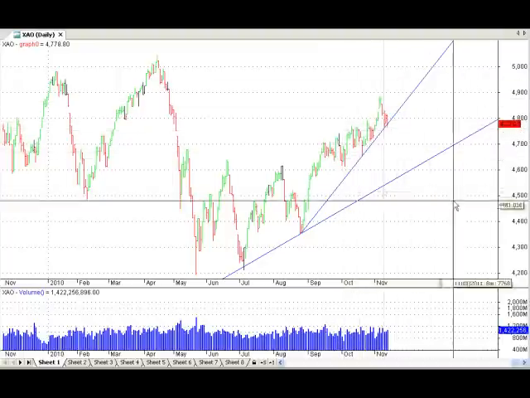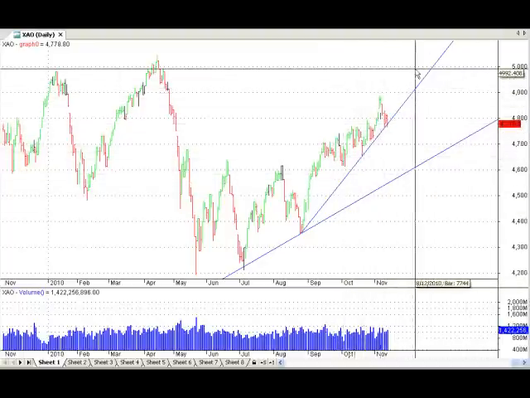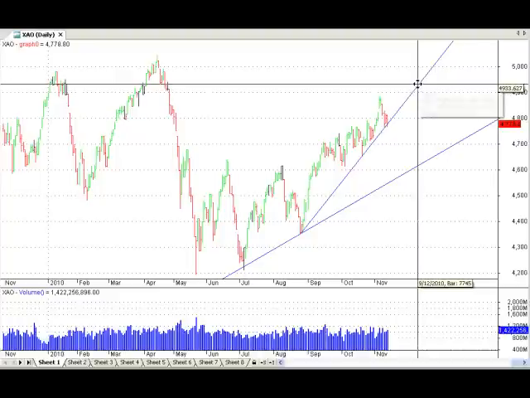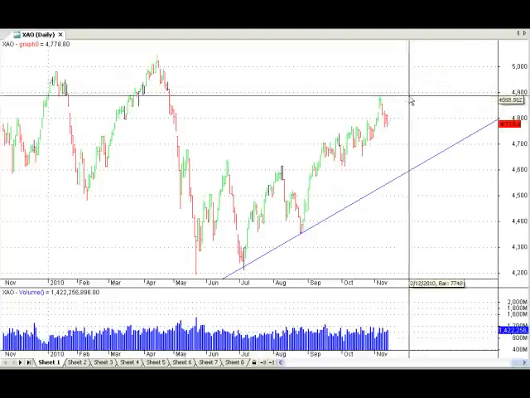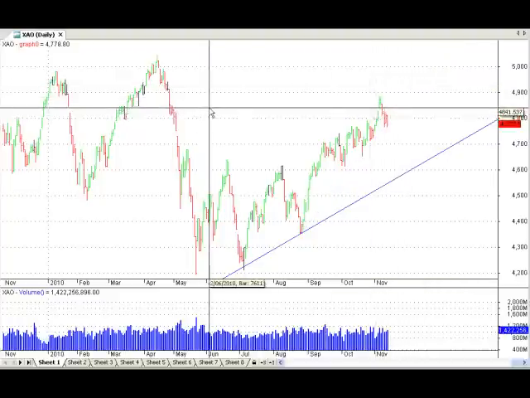But as I said, we've still got all this support. So if the market heads up to 5,000, happy days. Look out for that exit signal. Just keep yourself posted. Until then, the trend is up.